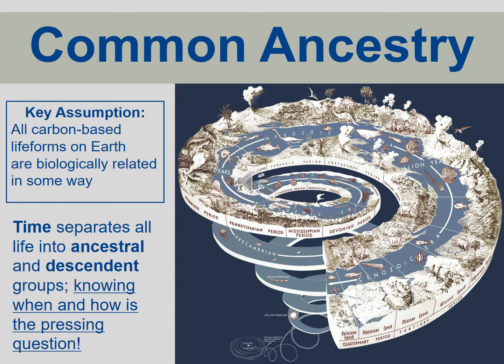When you look at things like birds and lizards with different colors, you would assume that they would have similar genes, and they have to exhibit those traits because they have a closer common ancestry through time. And the key assumption, of course, with common ancestry is that all carbon-based life forms on Earth are biologically related in some way. It's a pretty good assumption in evolutionary biology.